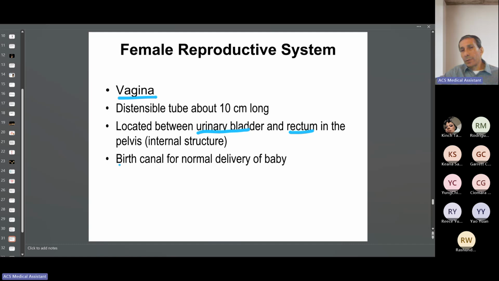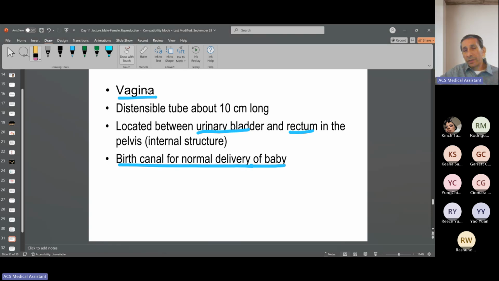It says right here it is the birth canal for the normal vaginal delivery. Remember, a normal vaginal delivery is when your baby is born naturally. Otherwise, it's a C-section, or cesarean section, where you're opened up by the pelvic area and the baby is removed through there. So that's basic, and it's a very important structure.